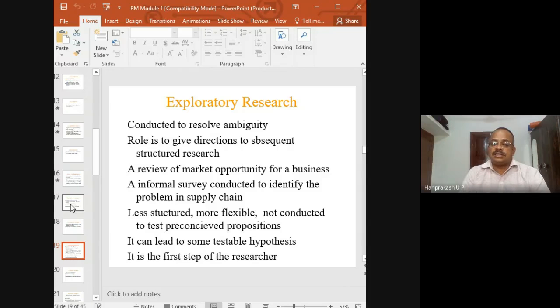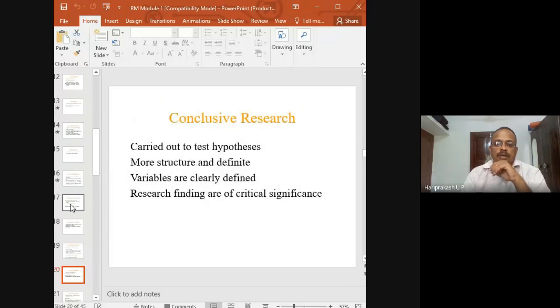It is the first step of any research. Exploratory research is the first step of any researcher. If you have to do a literature review before research, that is nothing but exploratory research. I will tell you what a literature review is. Then another type is conclusive research.